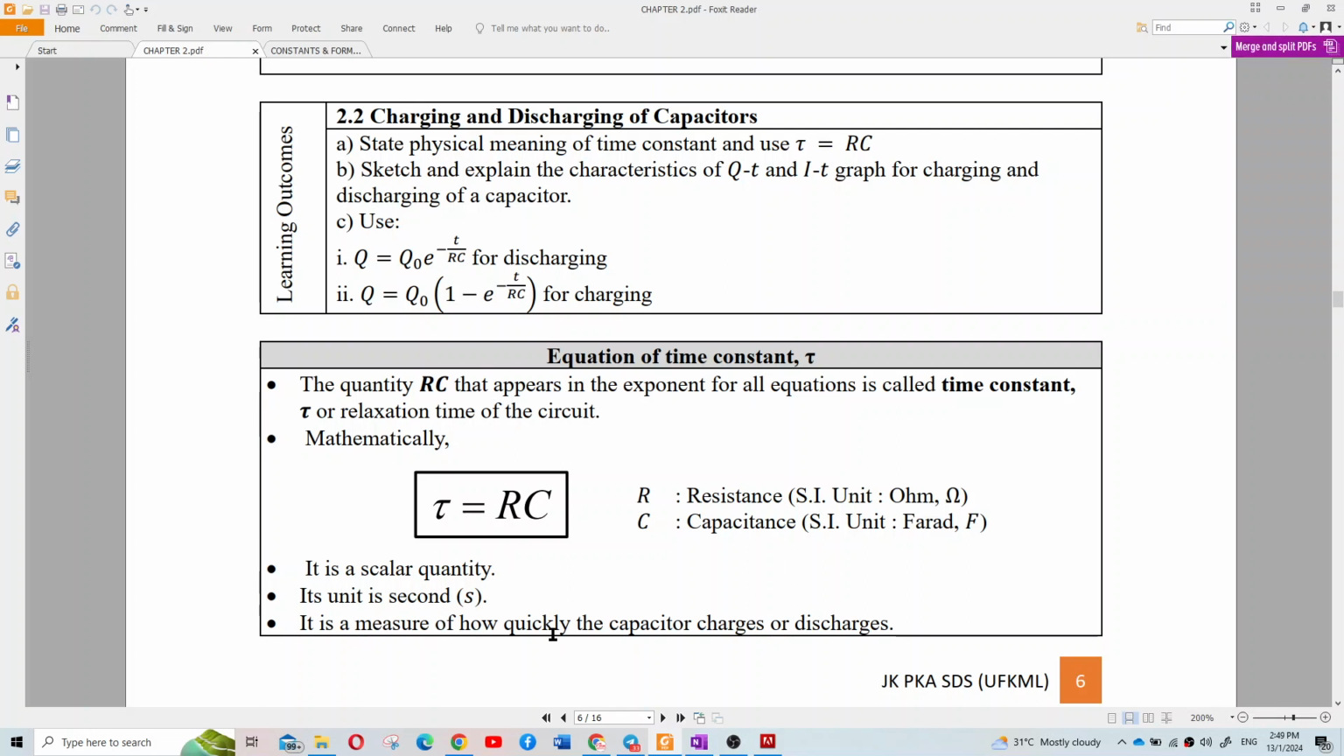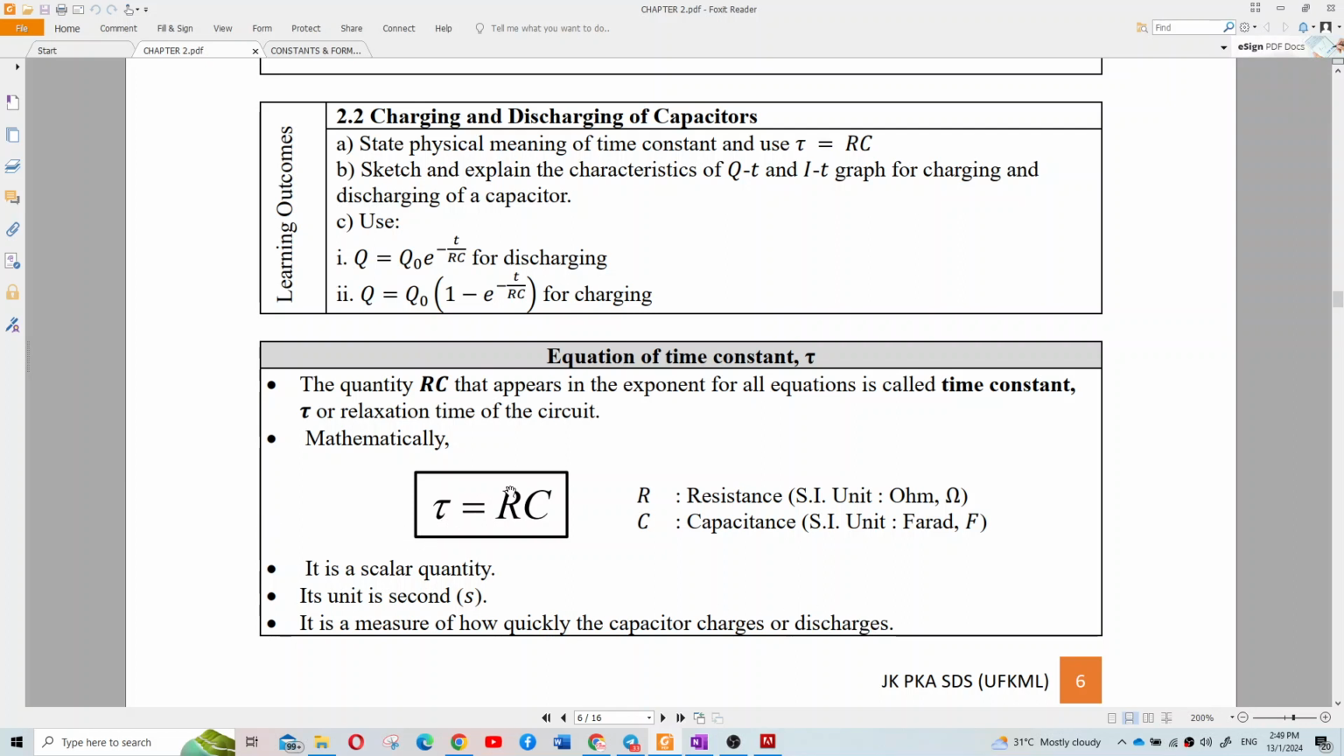It's a measure of how fast the capacitor charges or discharges. If the time constant is small, then it's a short time, that means the capacitor charges very quickly or discharges very quickly. If the time constant is long, that means the capacitor takes a long time to charge and a long time to discharge.